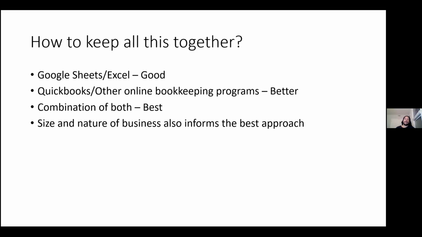QuickBooks or other online programs are better. It's better to track it yourself this way because you can generate financials quicker out of QuickBooks, so you don't have to compile things, with QuickBooks or any other online bookkeeping program. A combination of the two is even better. You have schedules in Excel, and then you have your core program like QuickBooks or something like that. That absolutely works best. And I have that the size and nature of the business also shapes the best approach.